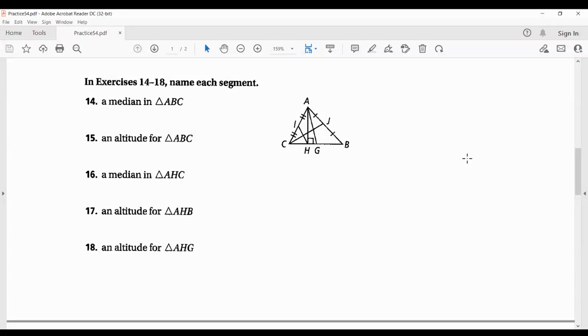The difference when you get down to number 16 is that they're looking at different triangles. Here it's triangle AHC, so it's like just the left-hand side of the triangle. We still want to find a median, and the median there would be HI or IH. And the other two are also dealing with smaller triangles. On 17, you could either say AH or BH, and on number 18, it could either be HA or HG.